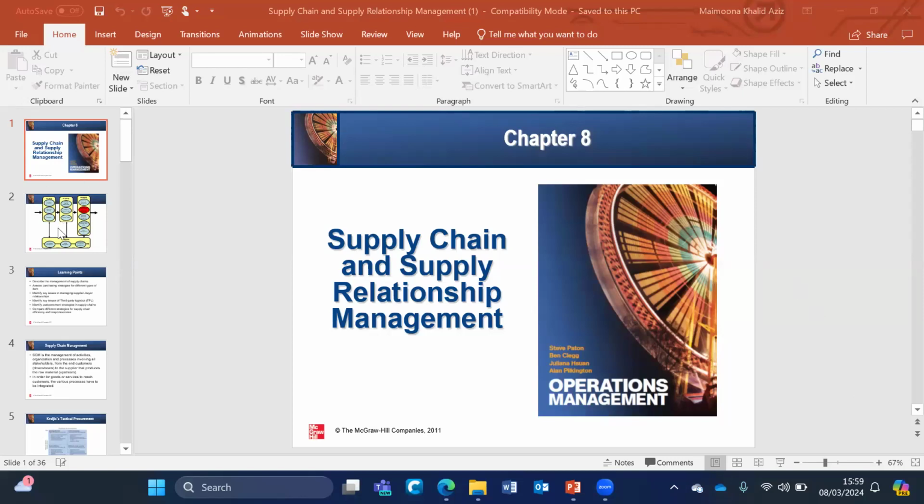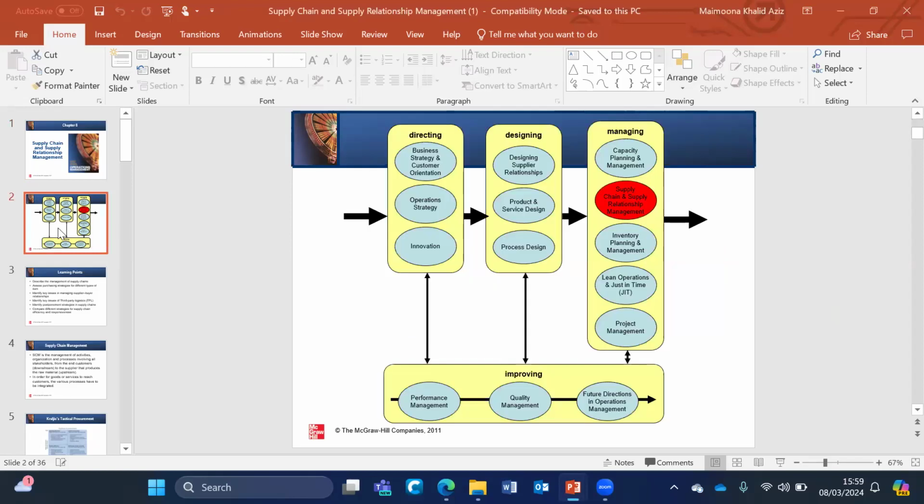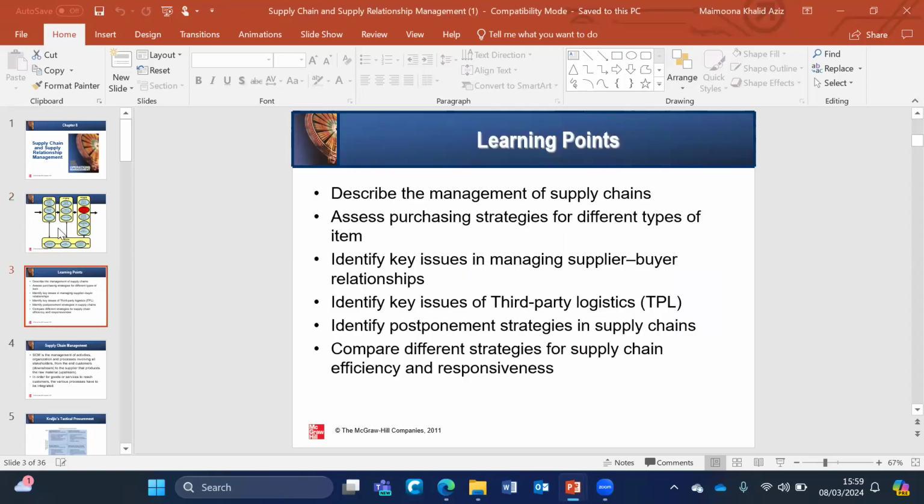Now, as we know, with this book, we have been going through a flow of chapters where the first couple of chapters were about directing, then it was designing, and now we're talking about management. So the points that we are going to learn is first, we're going to describe the management of supply chains. We're going to assess the purchasing strategies for different types of items, identify key issues in managing supplier-buyer relationship, identify key issues of third-party logistics, and identify postponement strategies in supply chains, and compare different strategies for supply chain efficiency and responsiveness. So these are the learning outcomes for this chapter.